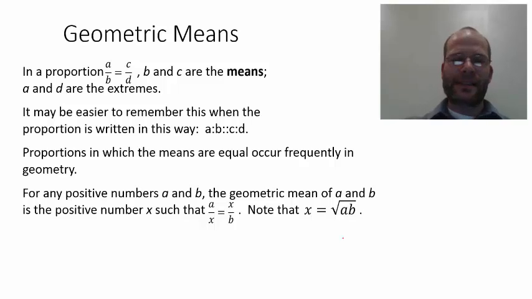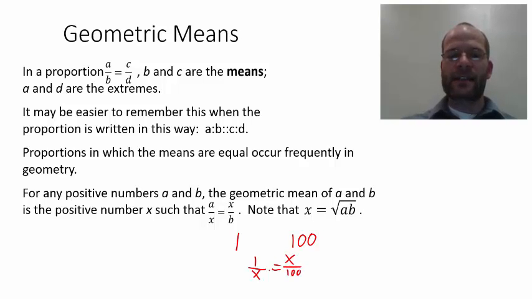Let's look at a very simple example to get an understanding of what a geometric mean is. Consider the numbers 1 and 100. And we'll ask the question, what is the geometric mean? To find the answer, we're asking what number can be set into this proportion such that 1 is to x as x is to 100.